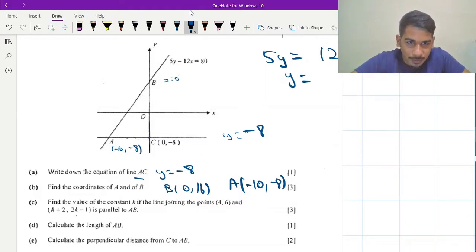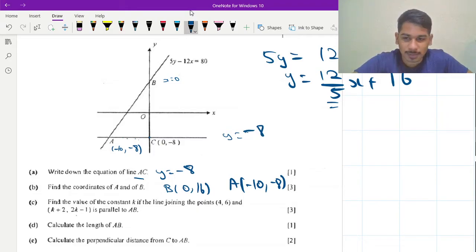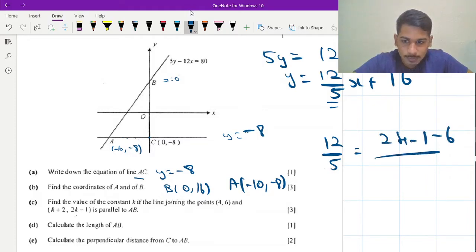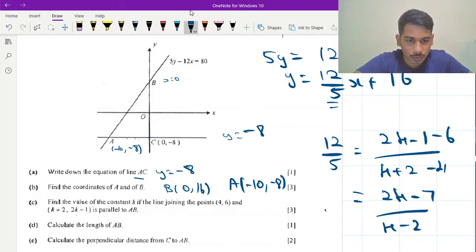So y is going to be 12 over 5x plus 16. So 12 over 5 is the gradient, because you know y equals mx plus c. So 12 over 5 is equal to 2k minus 1 minus 6 over k plus 2 minus 4, and that is going to be 2k minus 7 over k minus 2. Great, now we can work.